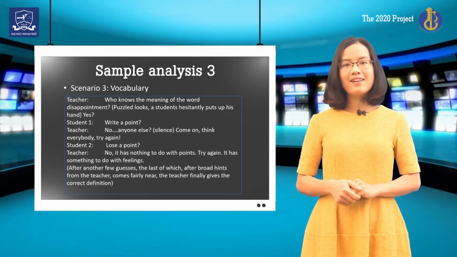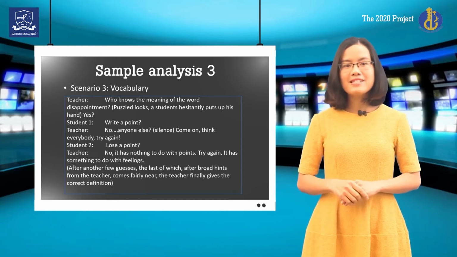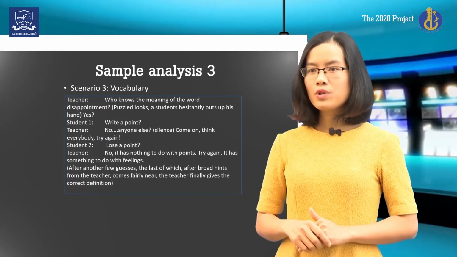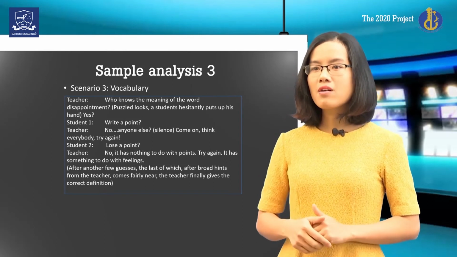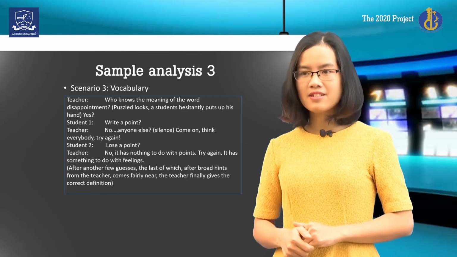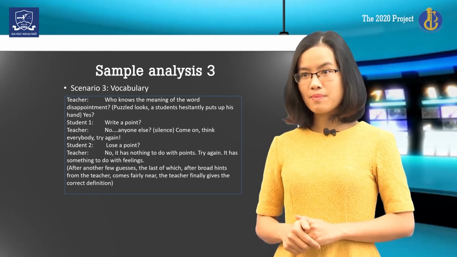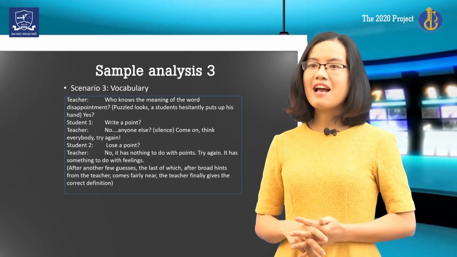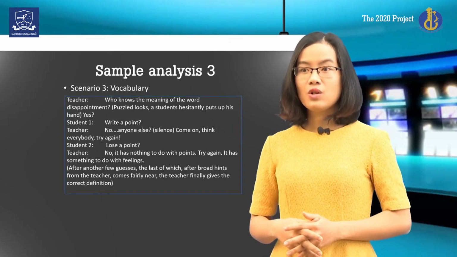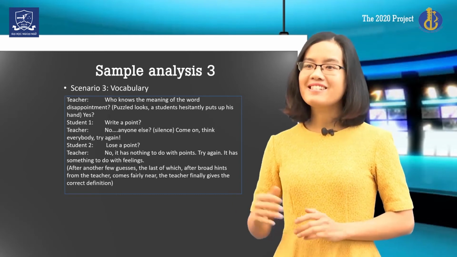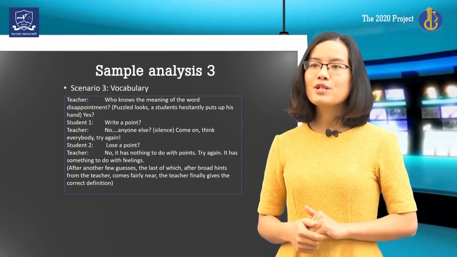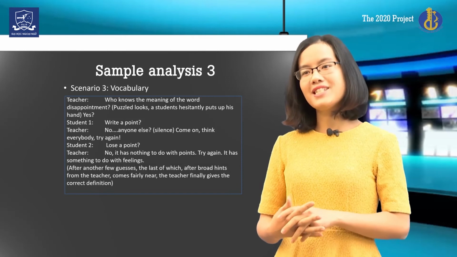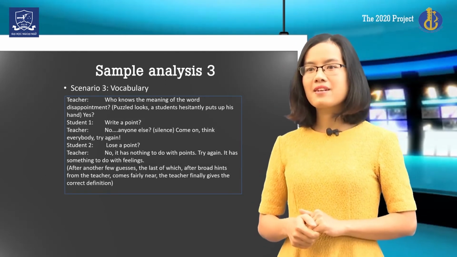Lastly, Penny discusses a lesson involving vocabulary teaching. Let's read the scenario and think about the 4 questions. Here's the situation. Teacher asks, who knows the meaning of the word disappointment? There are puzzled looks. A student hesitantly puts up his hand. Yes. And the student says, right a point. Teacher, no. Anyone else? There's silence. Come on, think everybody. Try again. Student 2 says, lose a point. Teacher, no, it has nothing to do with points. Try again. It has something to do with feelings. After another few guesses, the last of which, after broad hints from the teacher, comes fairly near, the teacher finally gives the correct definition.